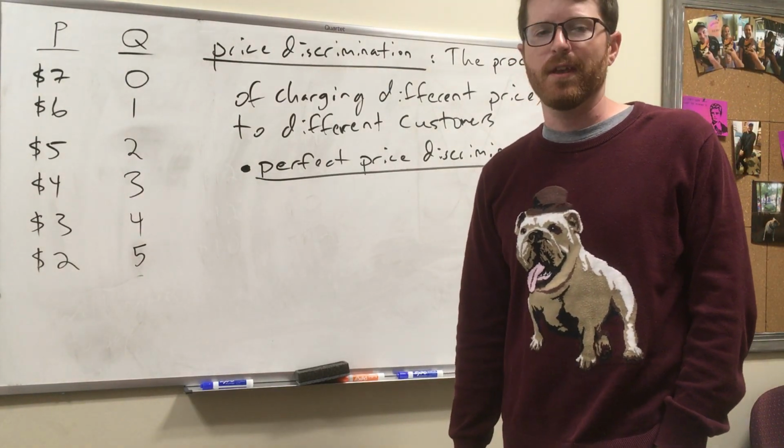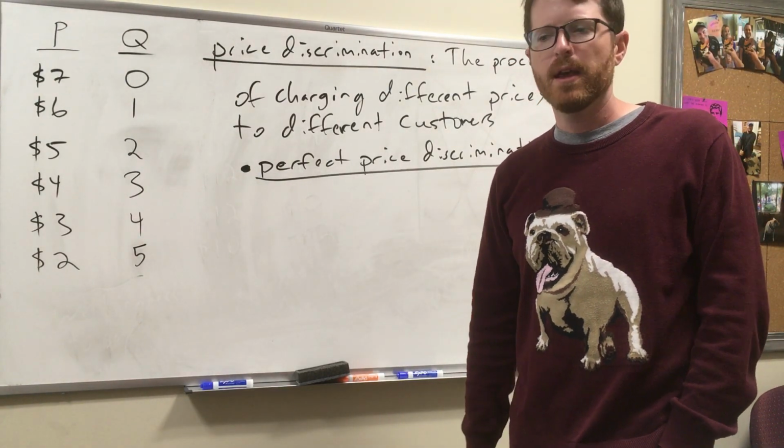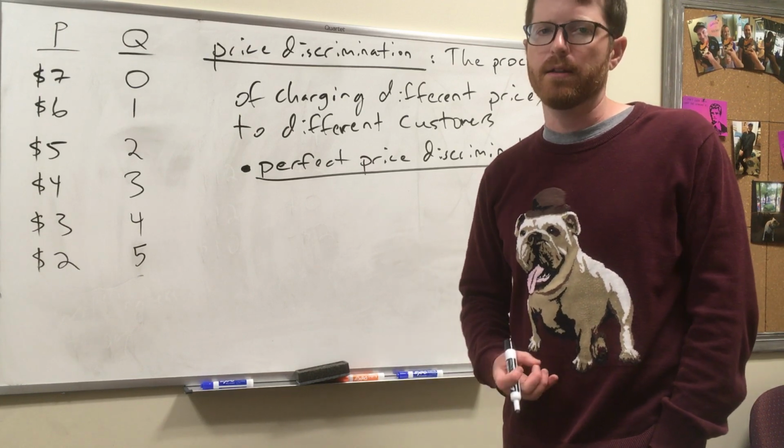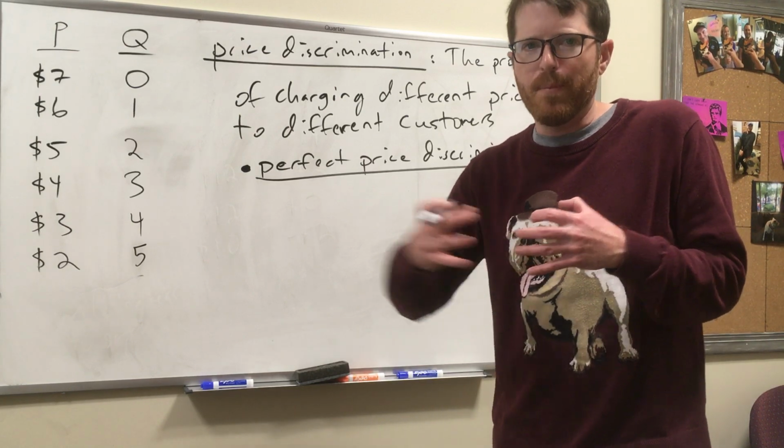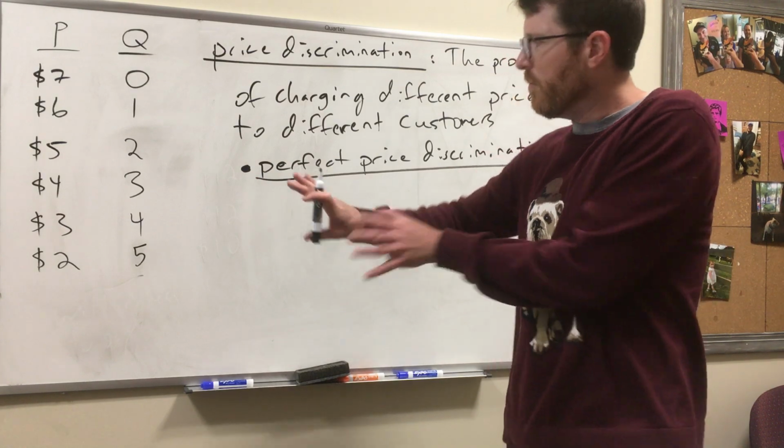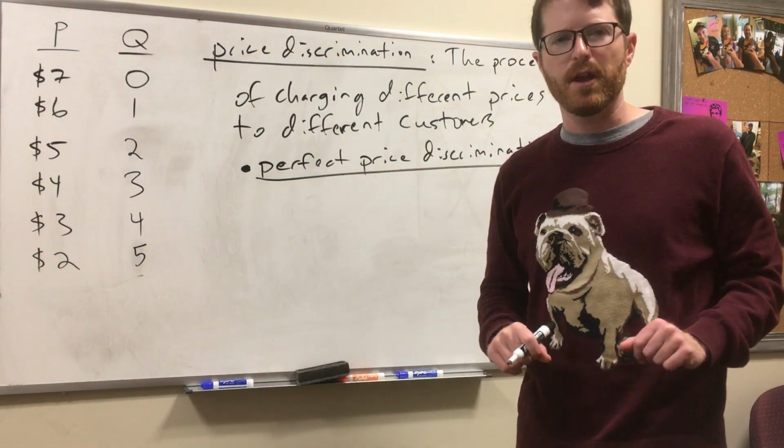I don't know if I can really think of an example where this truly happens, but it's the easiest to deal with mathematically, and it gives us kind of this baseline case to study. This is sort of the most extreme example of price discrimination you can have.